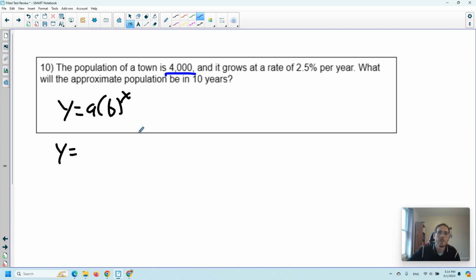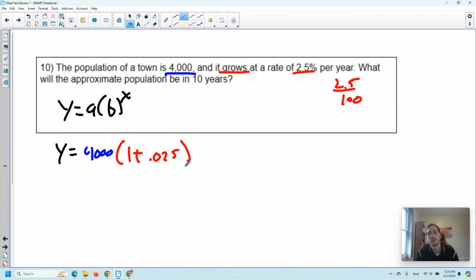Starting amount, we got 4,000 to start. And then for the rate, we see it's going to grow. So remember, when it grows, that's our 1 plus the decimal. So 2.5% is 2.5 over 100, so 0.025. A lot of people on the quiz didn't convert that correctly, and so they lost points just because they didn't convert their percentages into decimals.